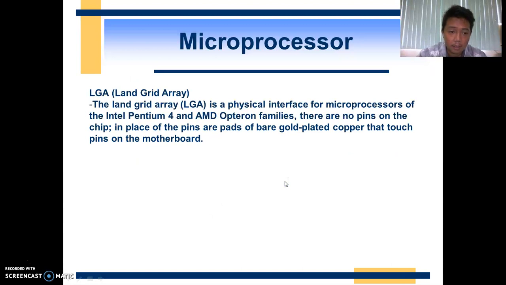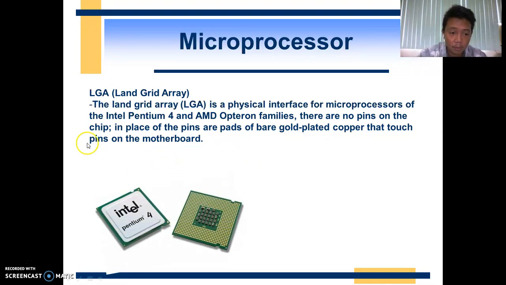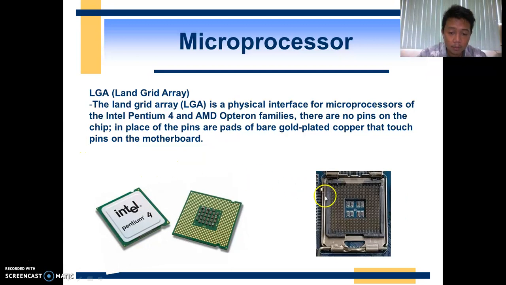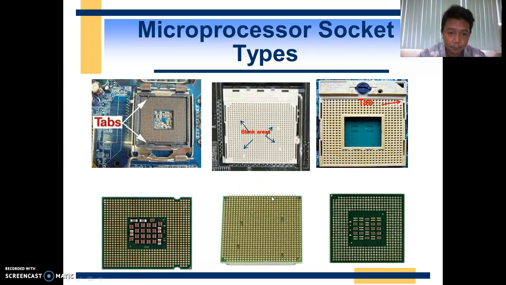LGA, the land grid array, the physical interface to the microprocessor of Intel Pentium 4 or AMD Opteron families. There are no pins. This is the sample of LGA, and this is the part of the motherboard where the LGA is going to be put. These are the microprocessor socket types, and those are their names.